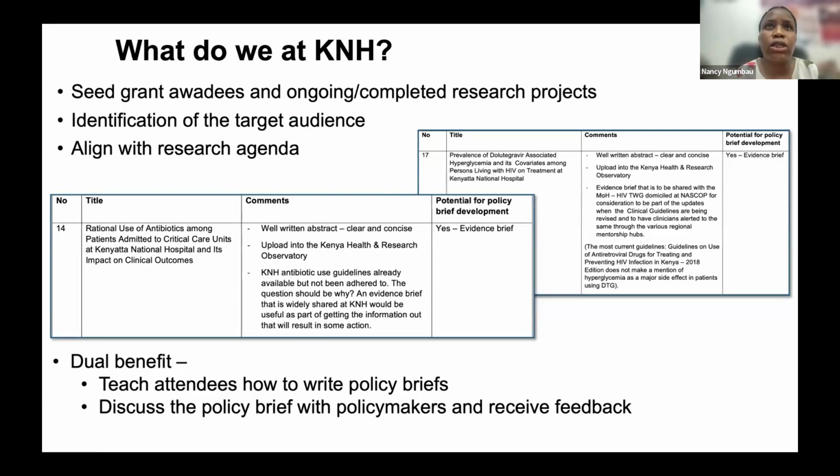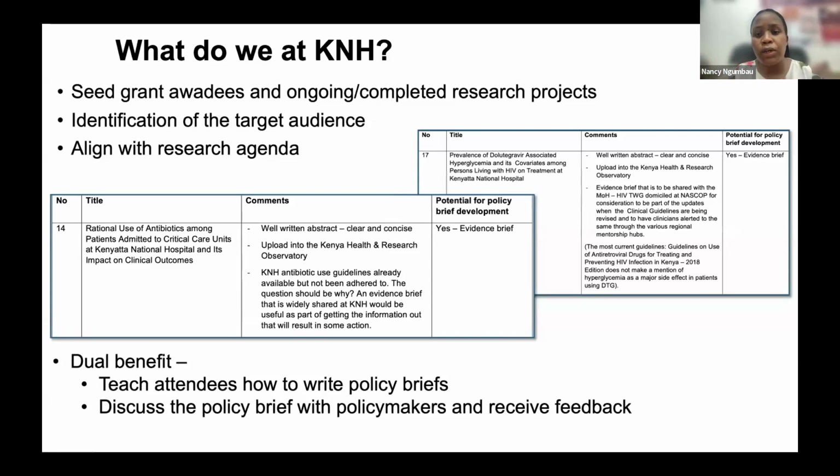And one of the things we have made mandatory is, especially for the people who get seed grants within our institution, they have to develop a policy brief. And that way it becomes a mandate for people to even learn how to do policy briefs and for people to start thinking critically about their work.